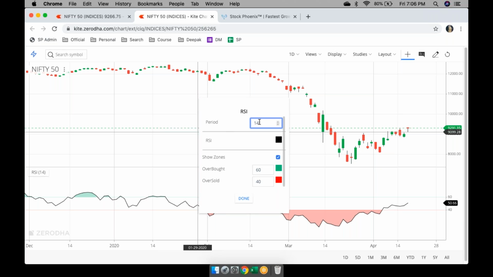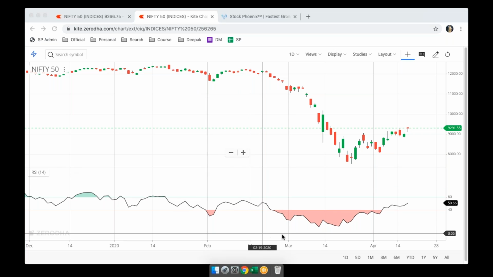You should not change this RSI period. That is also very, very important. So let me summarize one more time. In the indicator tab, add indicators. In that, add RSI. The RSI period is 14, the overbought level is 60, and the oversold level is 40. So that is by default by adding the indicators.